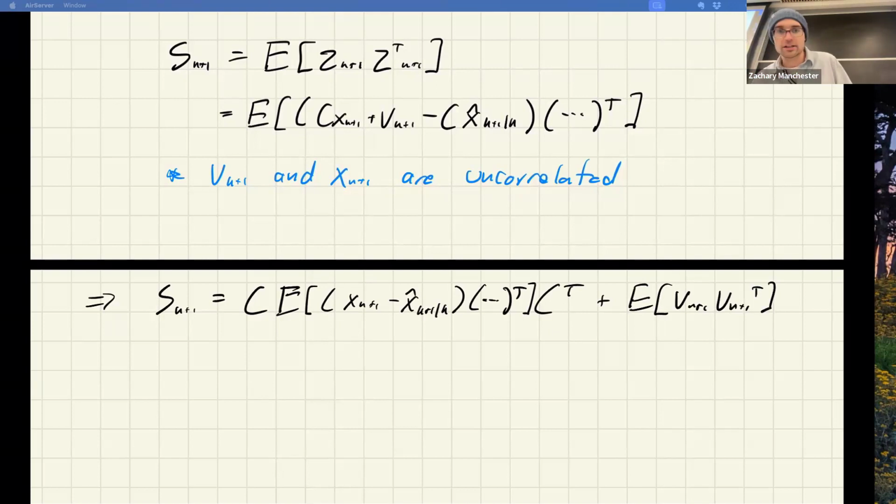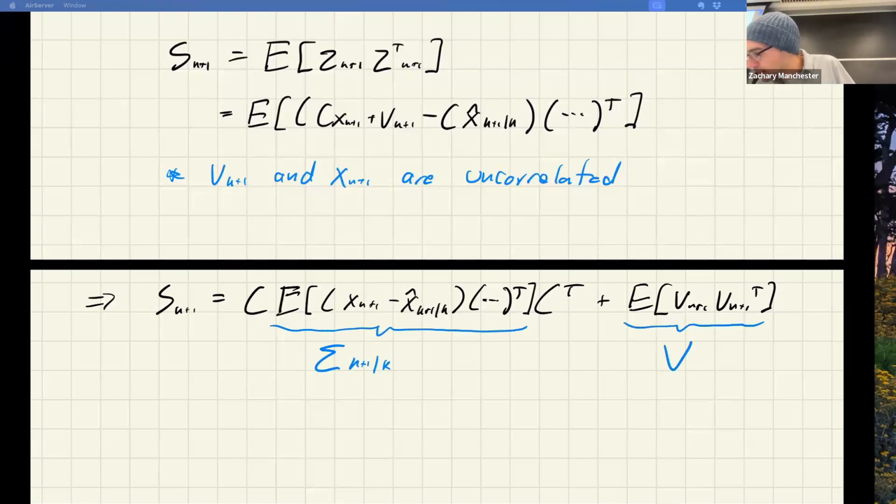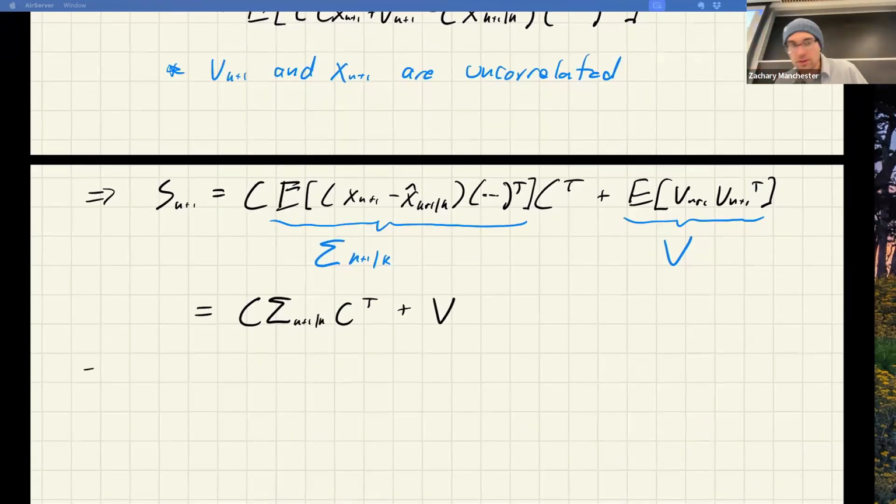If you stare at this for a sec, it's pretty clear that this thing in here is something we've already derived, which is the predicted state covariance, k+1 given k, from the last step. And then this guy is just the sensor noise covariance. So the punchline is that this innovation covariance is basically smushing my predicted state covariance through the measurement model, so it looks like this, plus the measurement noise covariance. Make sense? Cool.